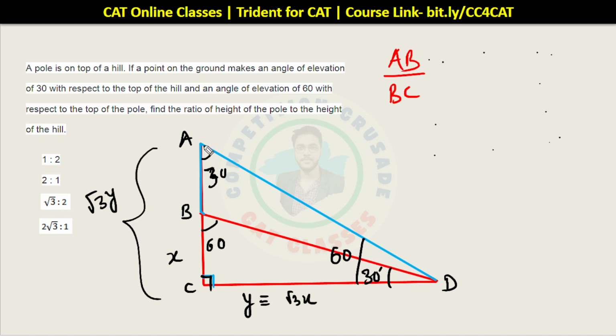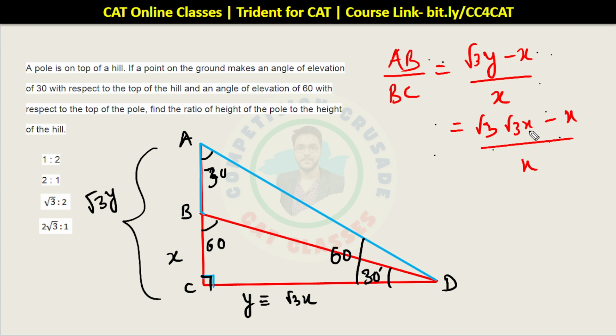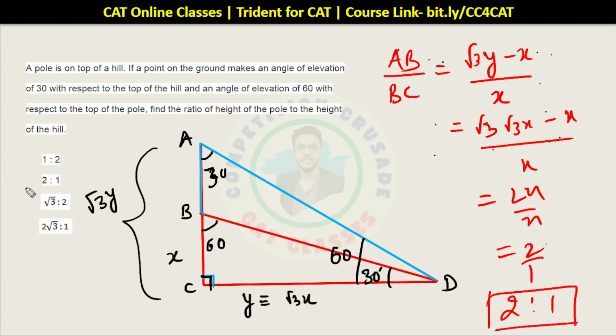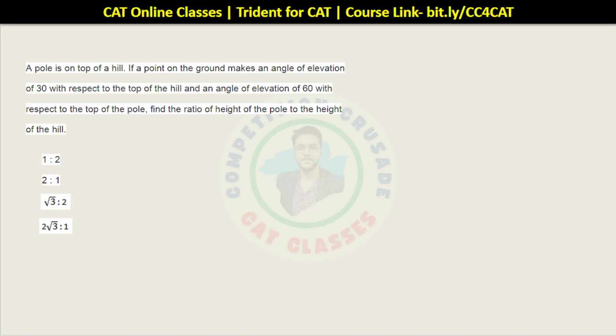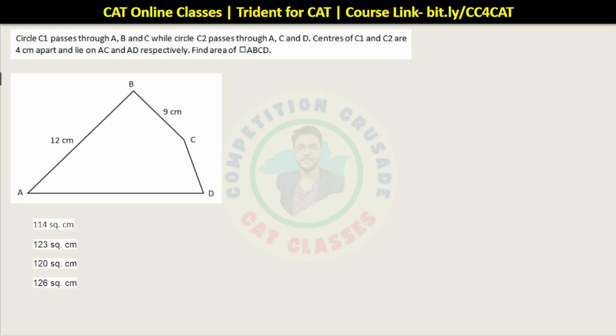Yeah. Now this is going to be root 3 y minus x by BC, which is obviously x. Now y is root 3 x, so this will be root 3 into root 3 x minus x by x. 3x minus x is 2x by x, that is 2 by 1, or you can also write this as 2 is to 1. So the answer to this will be this one. Very easy question, not really very difficult. Very interesting question, and this will actually teach you some concepts also.